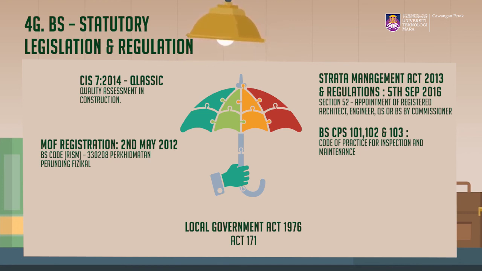Next, Strata Management Act 2013 and regulations, focusing on Section 52, which is appointment of registered architect, engineer, QS or BS by the commissioner. It shows that the BS has played an important role in the construction industry. Meanwhile, RISM through the BS division has also issued the CPBS, which is Code of Practice for Building Surveying 101, 102, and 103. This code of practice will be a guidance to all building surveyors in doing their job.